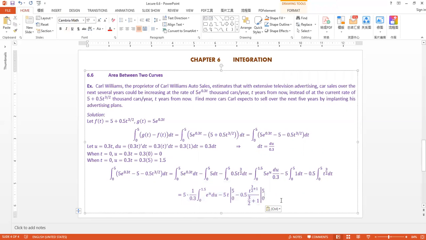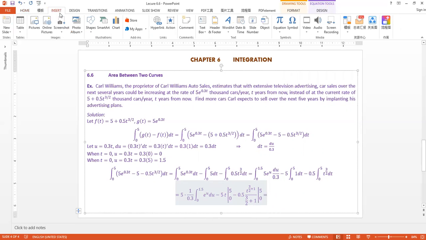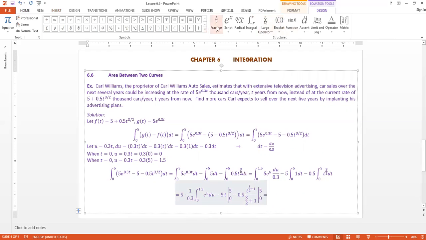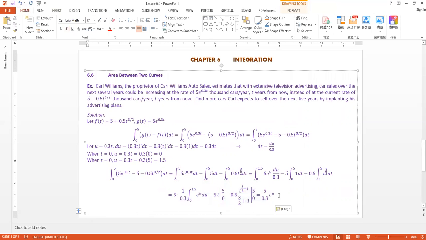Okay, so we got these. So now we just plug in numbers and figure out the answer. Okay, so we can put 5 in the front, if you think that's 5 over 0.3. So I'm not going to write it, but everybody knows what I mean. Okay, and then now we got e to the u. Integrating e to the u over u, you get e to the u.